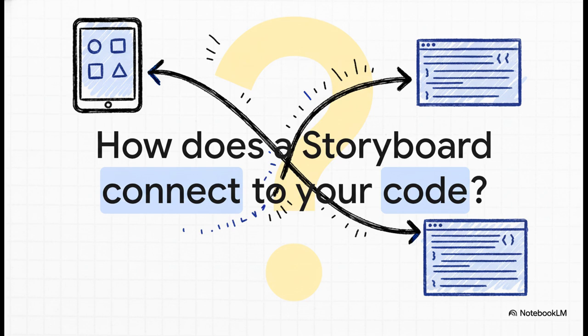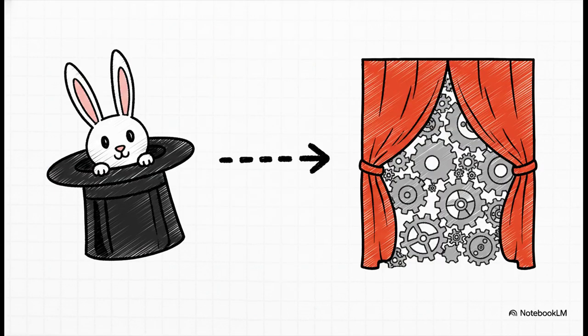I mean, really, think about it for a second. You're in this visual editor, you drag a little line from a button over to a completely different file, your Swift code, and boom, it just works. How? How does that connection actually get made? Honestly, it feels like a straight-up magic trick. There are no import statements, no obvious code linking the two worlds together. But it's not actually magic. It's just a really clever system. And in this explainer, we're going to pull back that curtain and show you exactly how the trick is done.